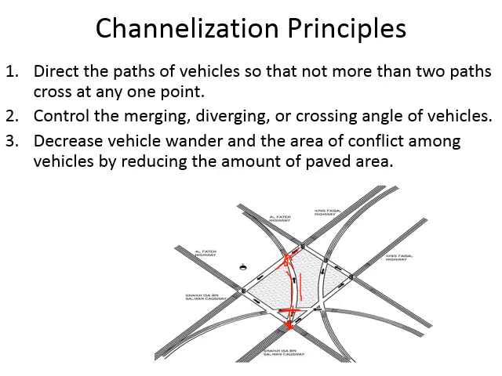Try to control the merging, diverging, and crossing angles of the vehicles. Okay, so make sure that wherever the vehicles are crossing each other, their angles are close to 90 degrees. Close to 90 degrees. Obviously you cannot provide 90 degrees at all points, but you can see at most of the locations here in this diagram, the crossing angles are close to 90 degrees. Okay, so this one obviously is not exactly 90, but it's very close to 90. Okay, similarly this one is too.